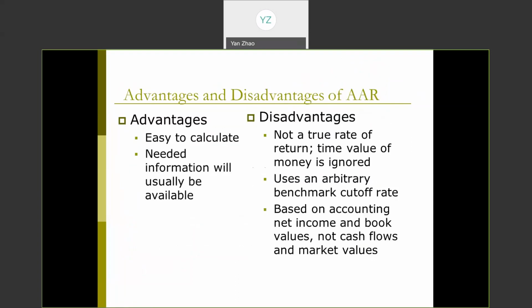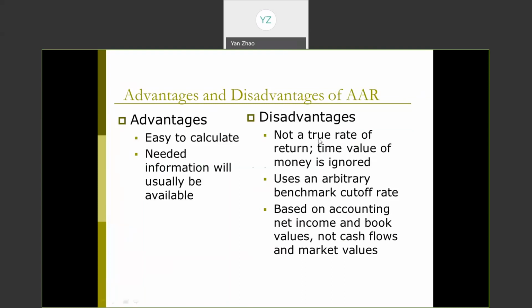Okay, so the biggest advantage, I think the only reason people are actually using it, is that it is very easy to calculate. You don't really need to estimate any information at all. All the information is easily available from the financial statements, right? The net income numbers you can directly copy from the income statements. While when you're doing the net present values, all the cash flows have to be estimated by yourself. Okay? The disadvantage is, of course, that is why it is not a very popular method.